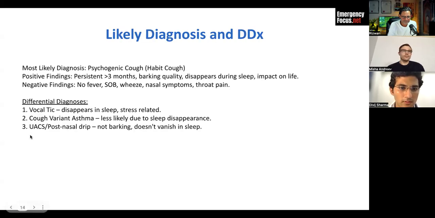Anyway, so what would be the likely diagnosis and differential diagnosis? I'm actually just going on to the most crucial part of the scenario, giving you the psychogenic cough, and I'll substantiate my claim. Why is it psychogenic cough or habit cough?